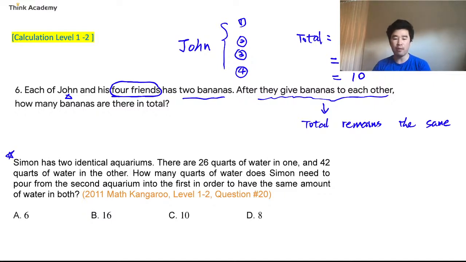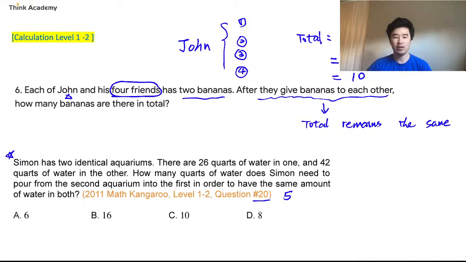So this is a problem for Math Kangaroo level 1 to 2, question 20. This is a 5 points problem. It's a pretty hard problem. Let's read this problem one more time. Again, for this kind of problem, read the problem, circle out key information, and then draw the graph.